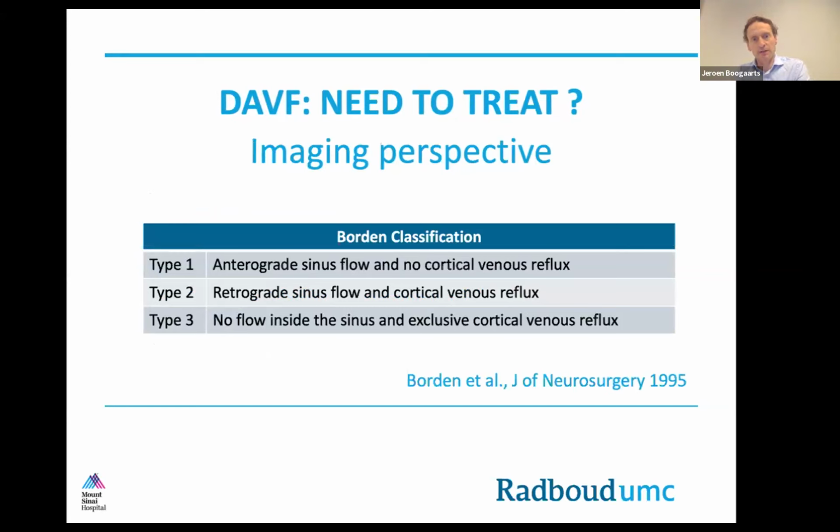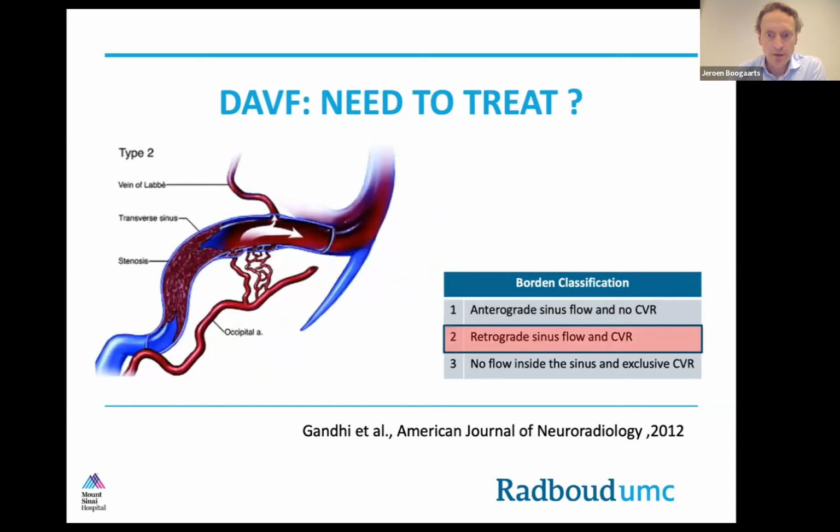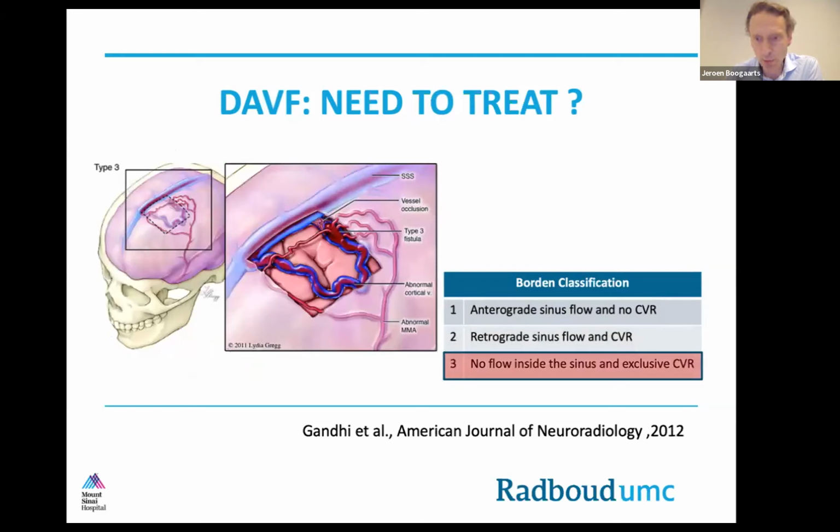And from an imaging perspective, we all know the Borden classification with type 1, 2, and 3. Let me briefly summarize those. In a type 1 fistula, there's antegrade flow into the sinus without any corticovenous reflux. In a type 2, there is corticovenous reflux, which makes it very different from the type 1. And the type 3, which is more rare, has flow not within the sinus, but exclusively corticovenous reflux.